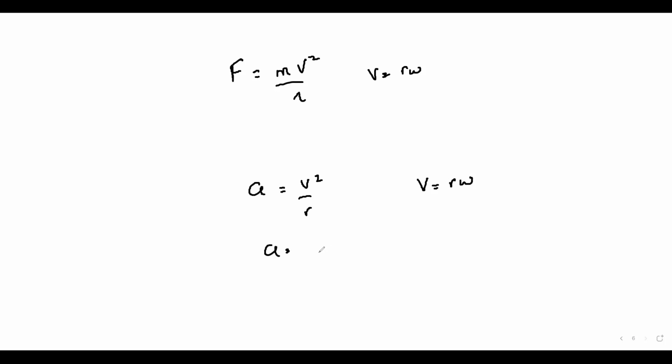So we can say r omega square divided by r. When I simplify, r square omega square divided by r square cancel. So A equals omega square r, where A is the acceleration of the system and r is the displacement. So that is actually from circular motion, in which A equals omega square r.